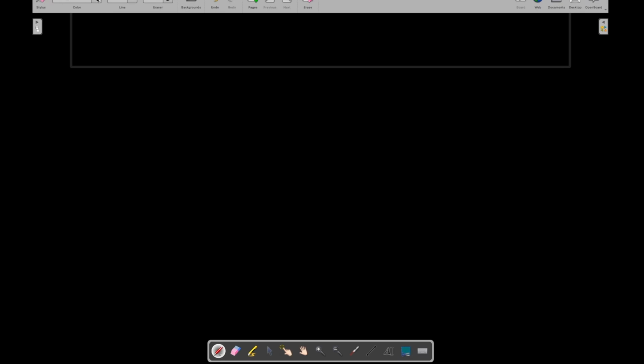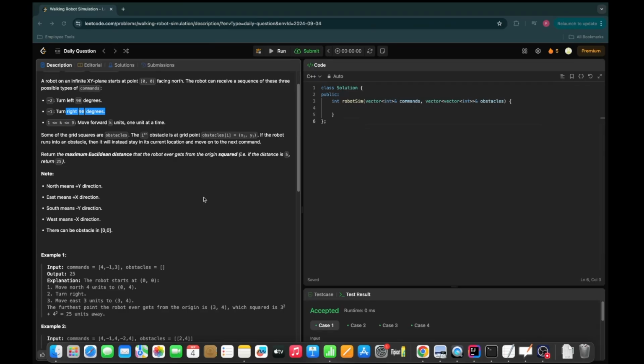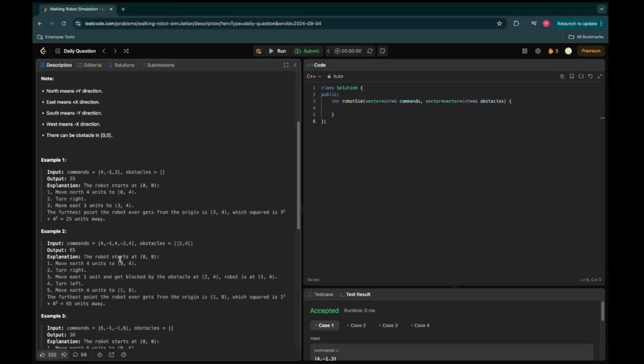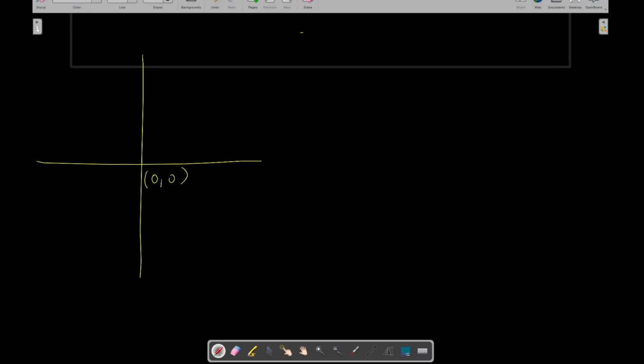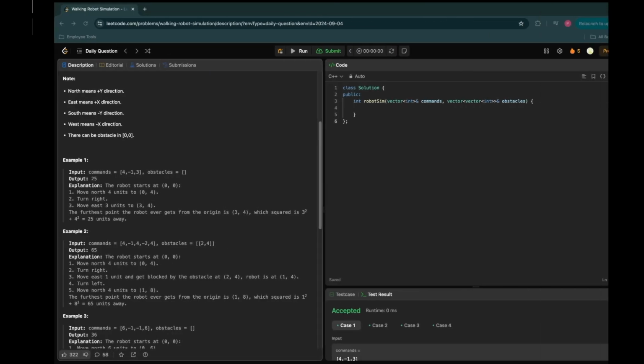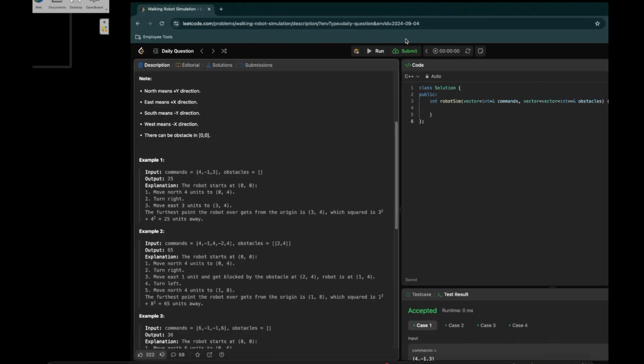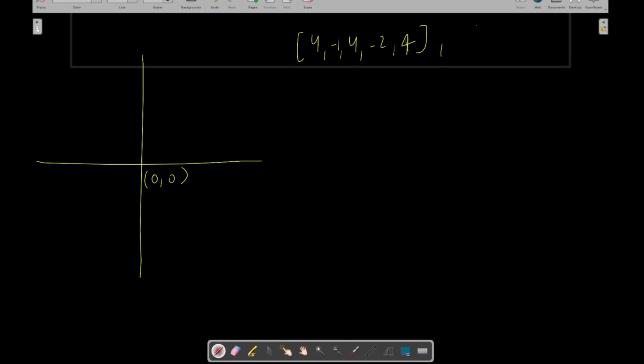In the second example also, we have been given the robot at coordinate 0, 0. Let's see what our commands and the obstacles array are. The commands are 4, -1, 4, -2, 4. And the obstacles array is 2, 4.